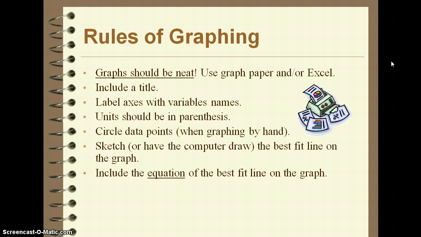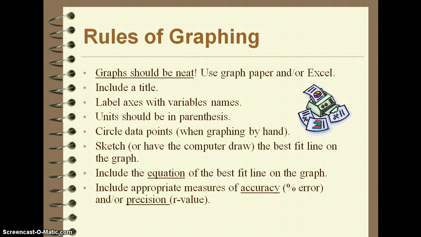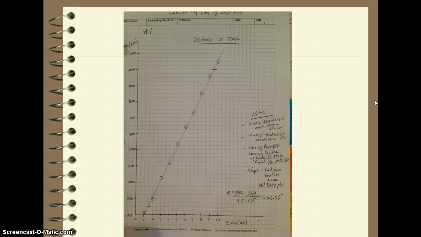Last, you can calculate the equation of the best fit line by determining the slope and the y-intercept, and that's going to be done for you at a later time on a different video. But the equation is just a matter of finding the change in y values and dividing by the change in x values. And so using some math, you can get the slope, and then figuring out where that line crosses the y-axis would give you the y-intercept. And lastly, including some appropriate measures of accuracy, which would be percent error, and then precision, which is the r squared, or the r value. These two are going to be discussed more later, but when you're using Excel or the graphing calculator, you'll be able to come up with a precision value, which is the r value, pretty easily.